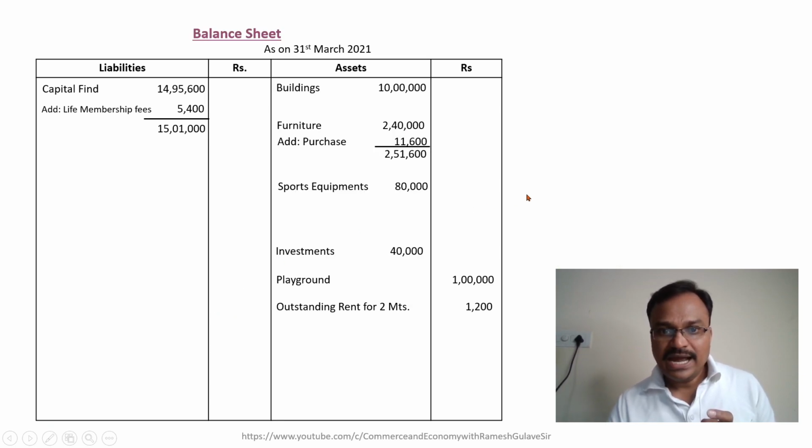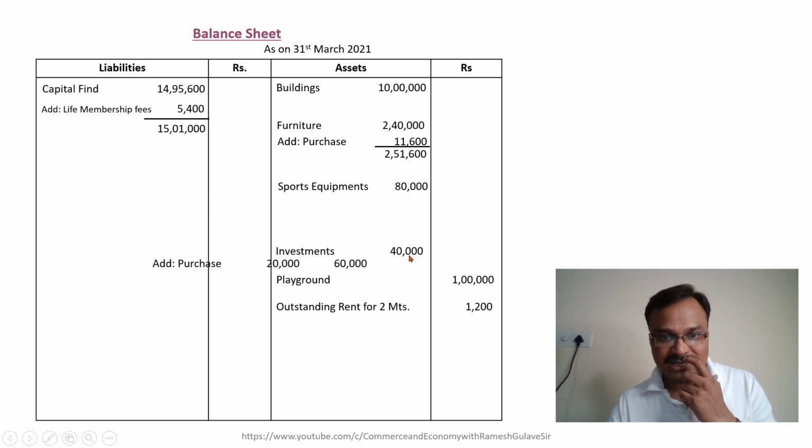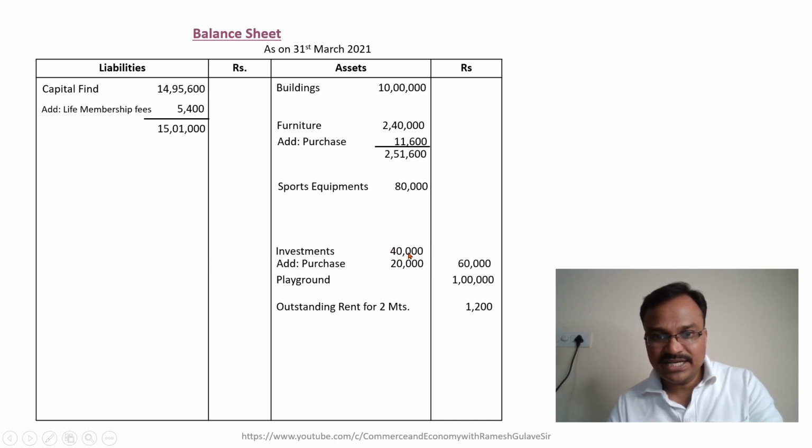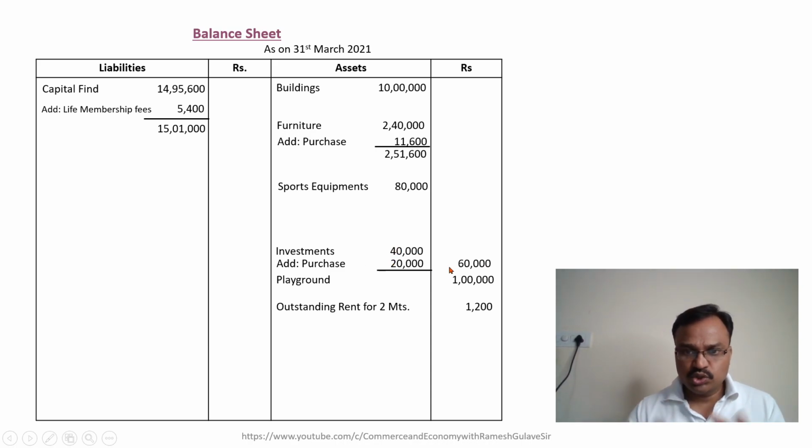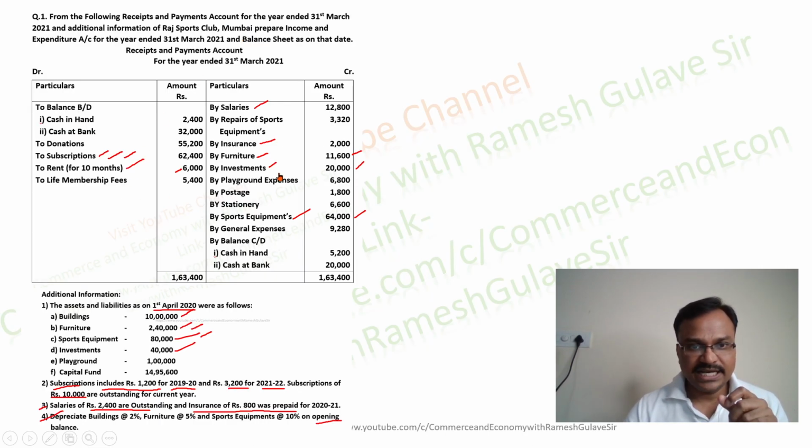So we have to add this in the opening balance. Here the opening balance of investment is 40,000 and an additional 20,000 is purchased during the year. So the total balance of investment is 60,000. Now as there is no further adjustment on investment, we can record the total in the outer column. Okay, so 40,000 plus 20,000, 60,000. Right. Let us move on to the next point.